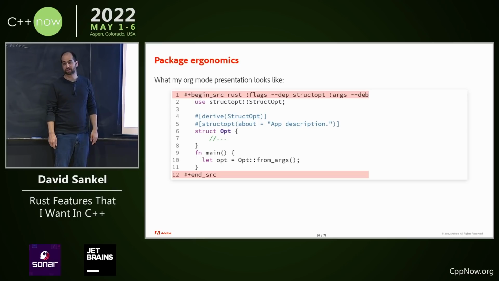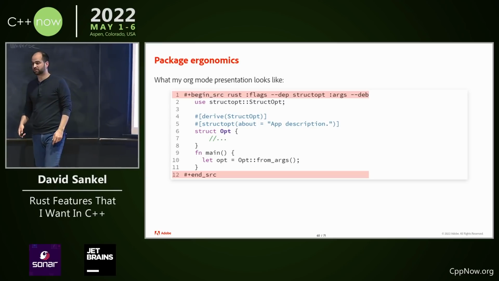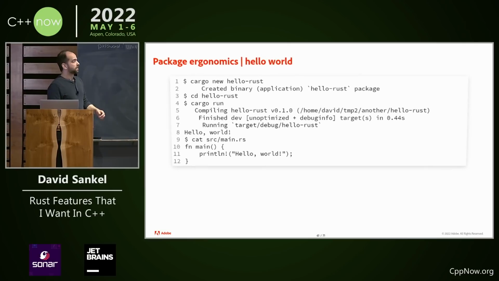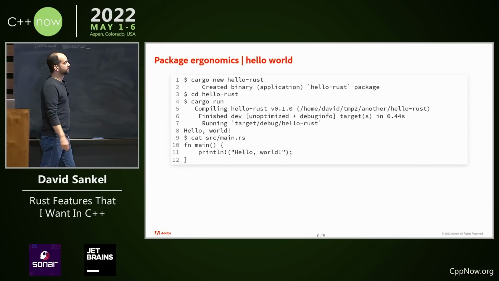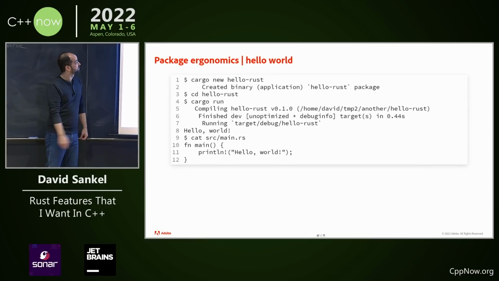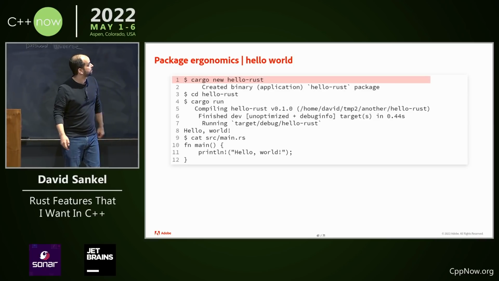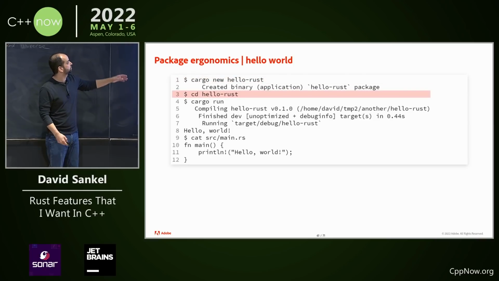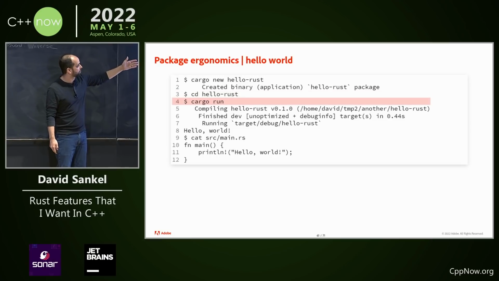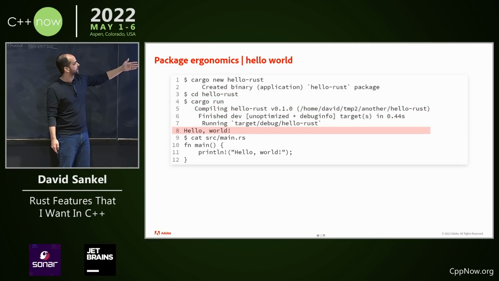Like that is ergonomic, right? So I thought that was pretty cool. Another package ergonomics thing. Their hello world looks like this. You put cargo new, hello Rust, this is basically creating a new package. You go into it, you say cargo run, it compiles it, and it outputs hello world.